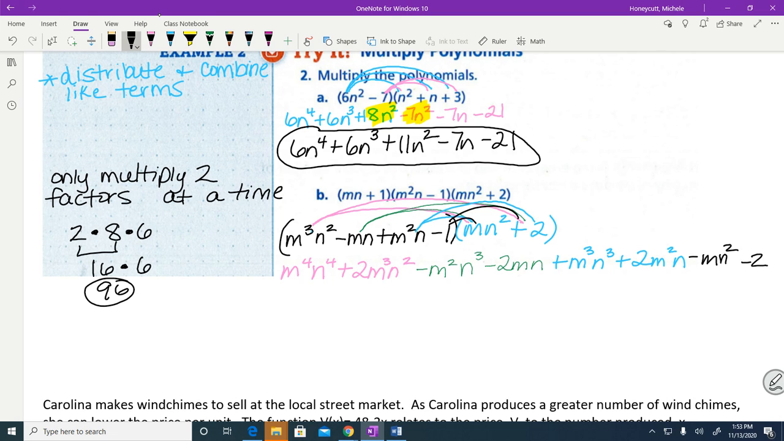Then I look to see if there are any like terms. Now, for it to be a like term with m to the fourth, n to the fourth, it would have to be m to the fourth, n to the fourth. It'd have to have both an m to the fourth and an n to the fourth. And that's not happening. Do I have any m cubes and squareds? Nope. Do I have any m squareds and cubes? Nope. Don't have any other like terms. So here is my answer.